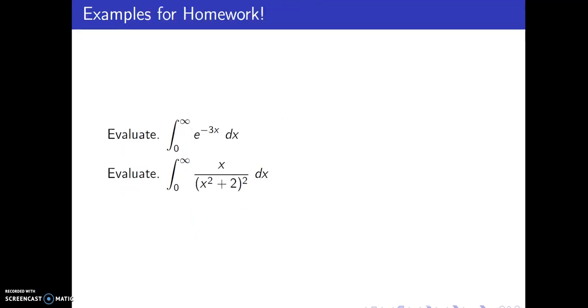So the two I'd like you to try for homework are pretty similar to two of the ones that we've done. So the first one is just a straightforward integral where you've got e to the negative 3x from 0 to infinity, and I will tell you that this should converge. And then when you look at the second one, we've got a polynomial, but notice this is a u substitution. So you're going to want to let u equal x squared plus 2, and then try to integrate from there.